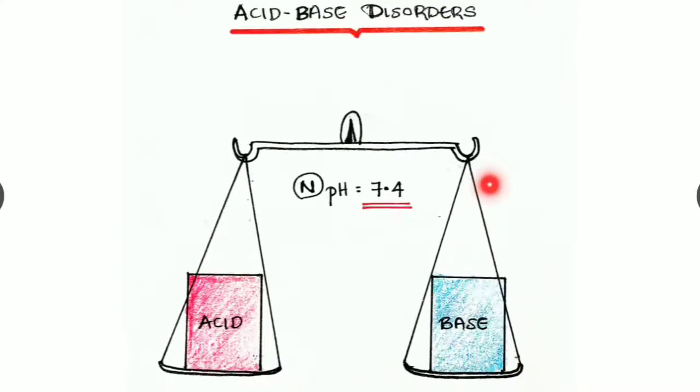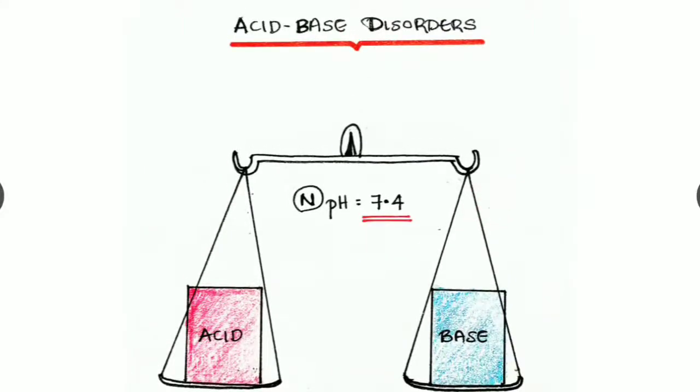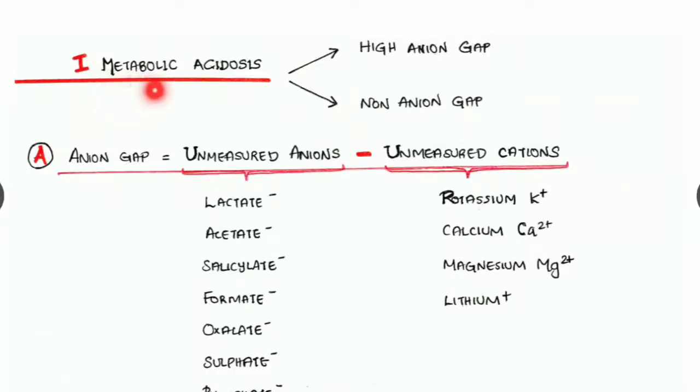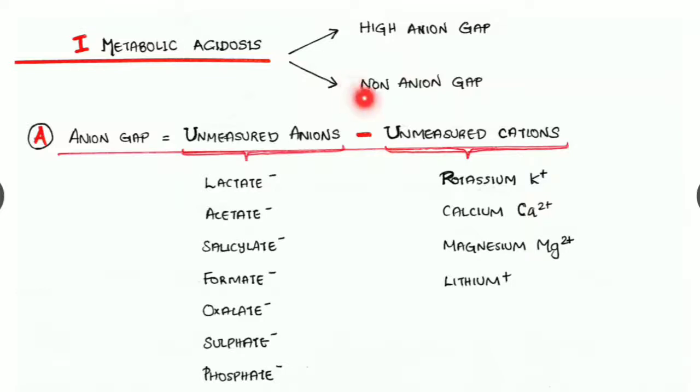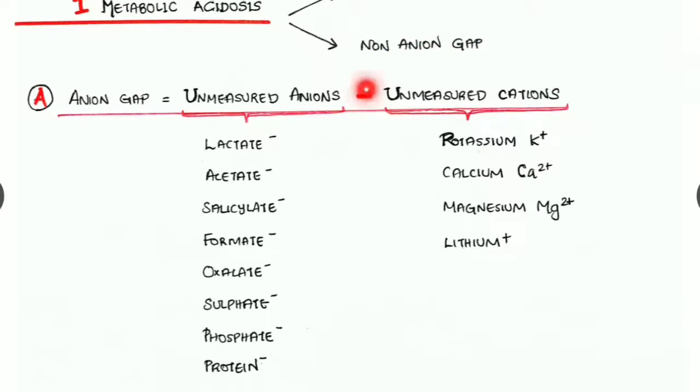So let's look at which are the acid-base disorders. The first one, and the most important one, is metabolic acidosis. This metabolic acidosis is of two types: high anion gap metabolic acidosis, and second, non-anion gap metabolic acidosis.